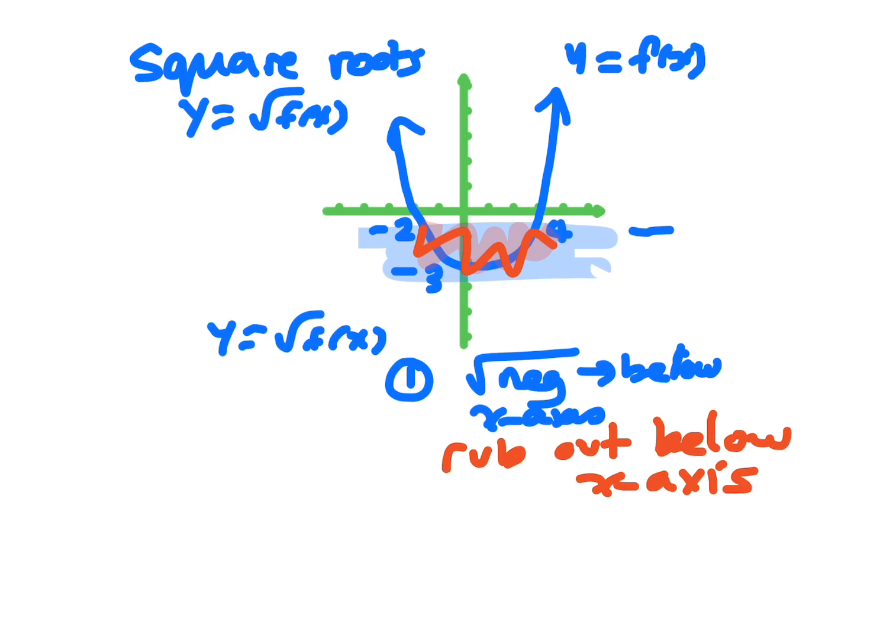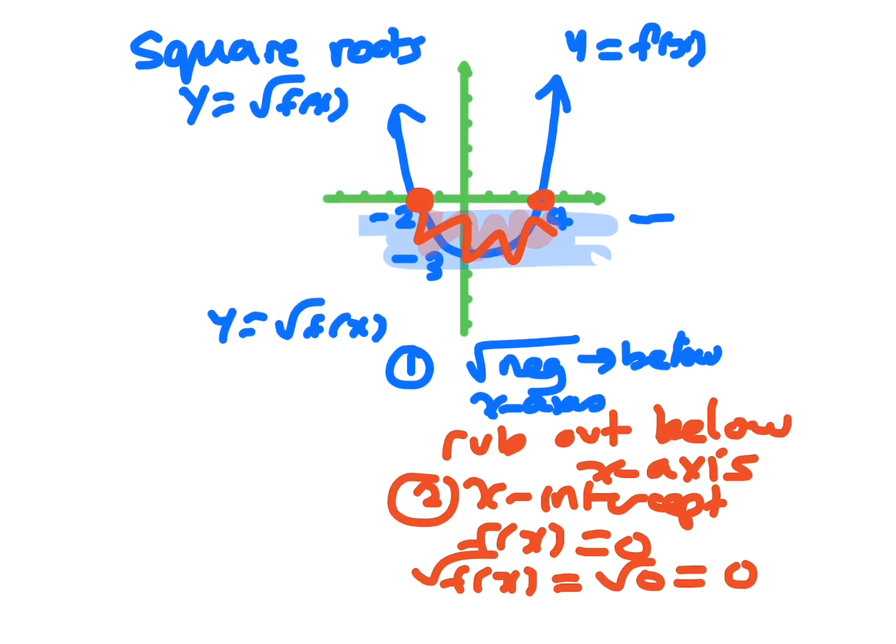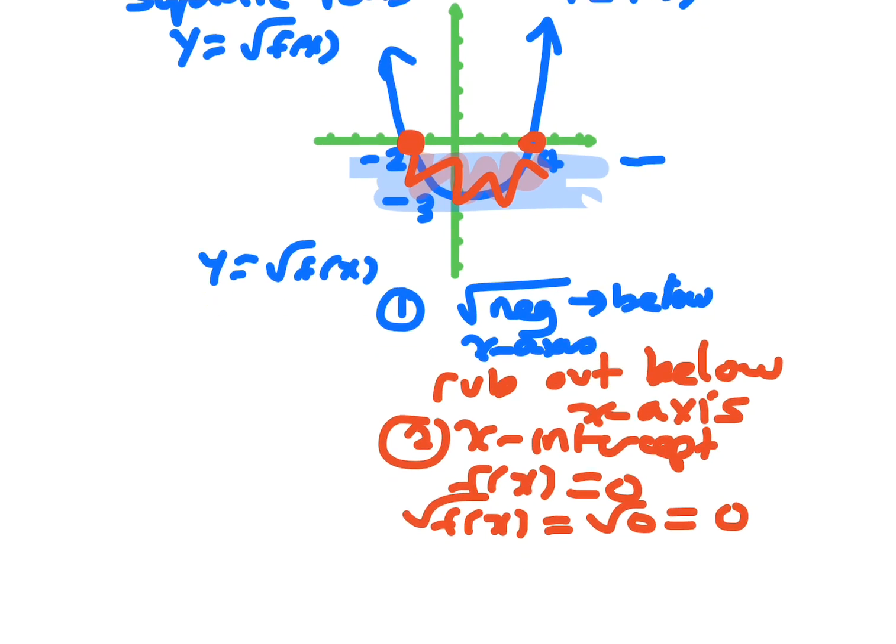Your second thing that you need to do is look at the x-intercepts. What happens when f of x equals 0? That means you'd have the square root of f of x, or the square root of 0, which is 0. So that will definitely be a point there. The x-intercepts will just stay the same.